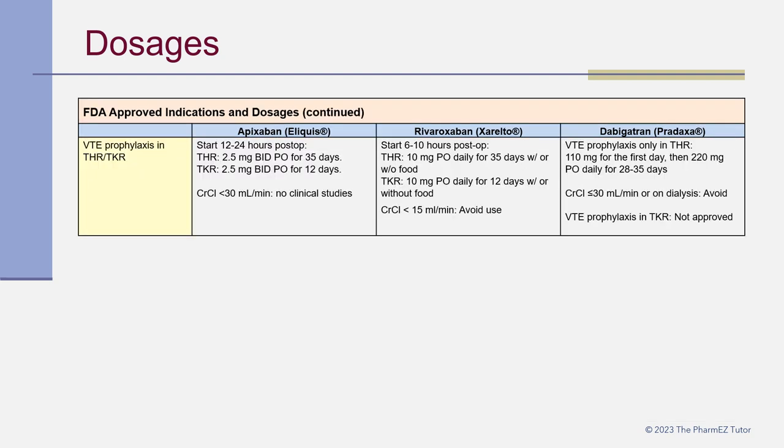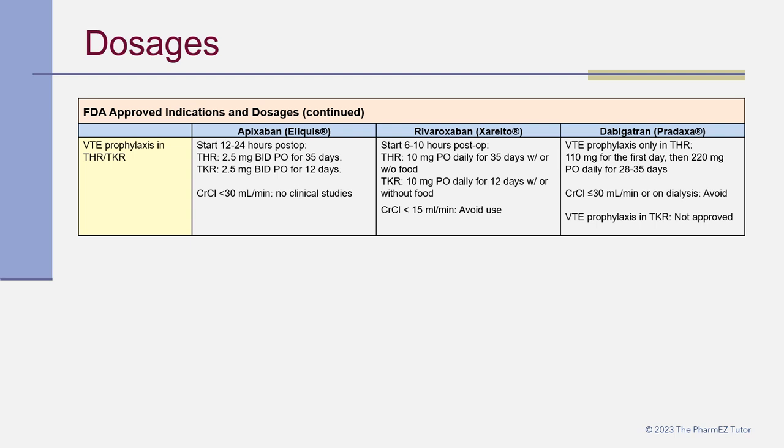For VTE prophylaxis in total hip replacement and total knee replacement, for apixaban, treatment should be started 12 to 24 hours postoperatively. The dose is 2.5 mg BID for 35 days for the hip replacement and 12 days for knee replacement. For rivaroxaban, treatment should start 6 to 10 hours postoperatively. The dose is 10 mg daily for 35 days for the hip replacement and 12 days for knee replacement.